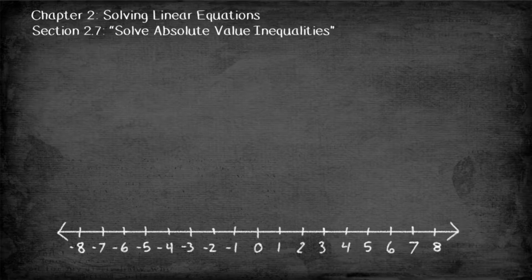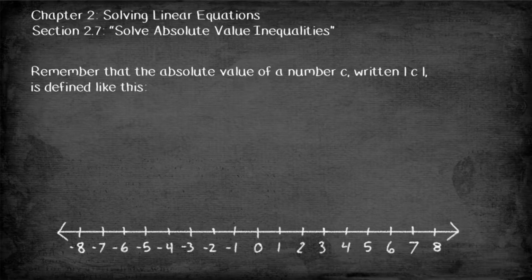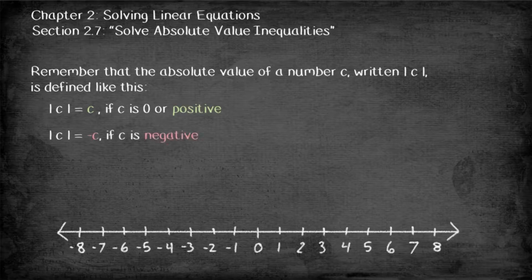In 2.5, we talked about how to solve linear inequalities, and in this section, we're going to be throwing absolute value signs in there. Remember that the absolute value of a number, c, is defined in this way. It is the number itself if c is 0 or positive, and it is the opposite if c is negative.